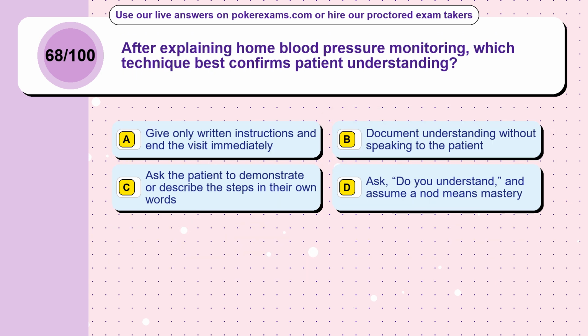Question 68. After explaining home blood pressure monitoring, which technique best confirms patient understanding? Option A. Give only written instructions and end the visit immediately. Option B. Document understanding without speaking to the patient. Option C. Ask the patient to demonstrate or describe the steps in their own words. Option D. Ask, "Do you understand?" and assume a nod means mastery.